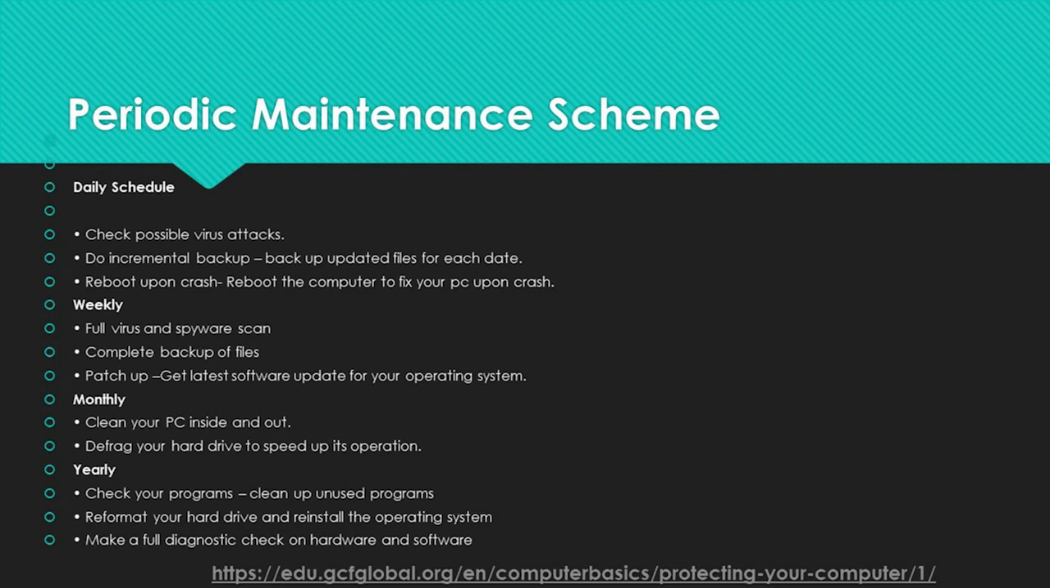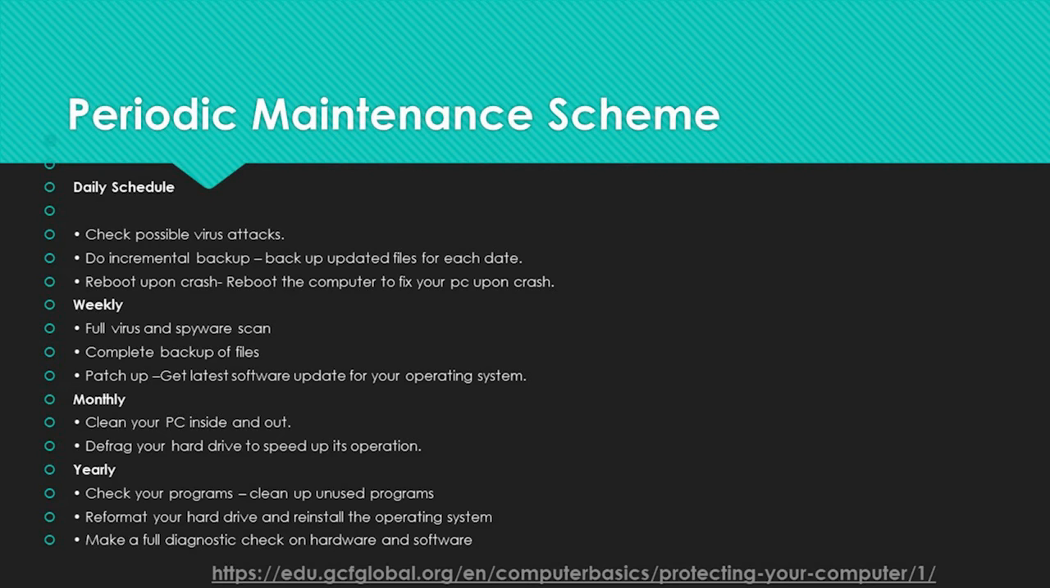On a weekly basis, you can scan your computer for viruses using your antivirus. Next, make a complete backup of your files. And always update your operating system. On a monthly basis, you can clean your PC or your laptop inside and out, and always defrag your hard drive to speed up its operation. On a yearly basis, you can check your programs, clean up unused programs, reformat your hard drive, and reinstall the operating system if possible. And make a full diagnostic check on your hardware and software.